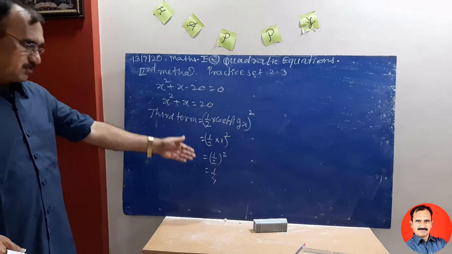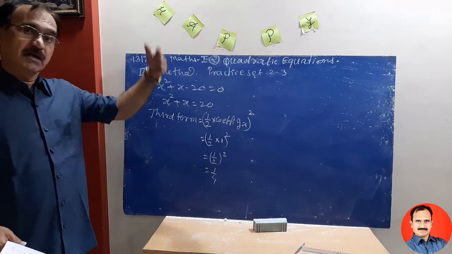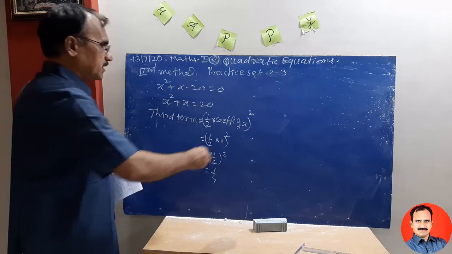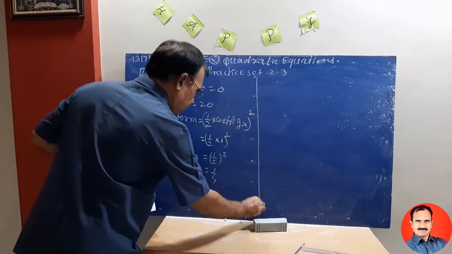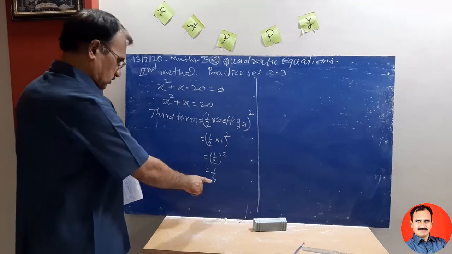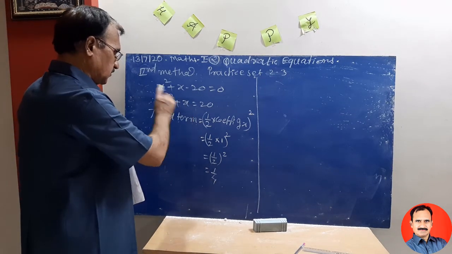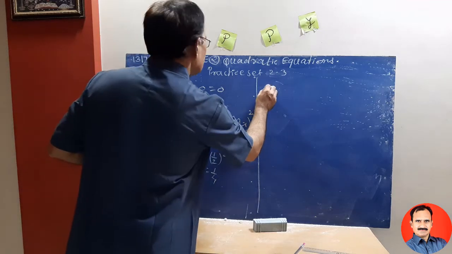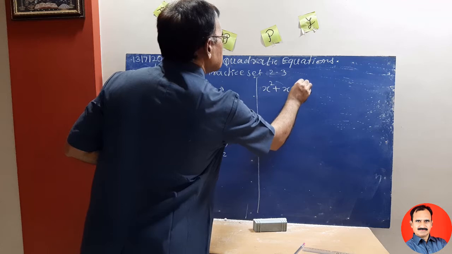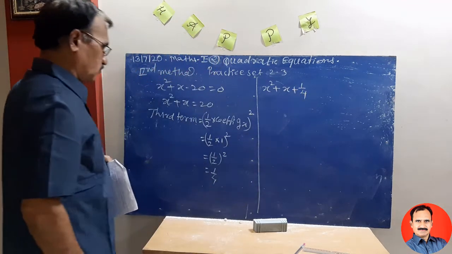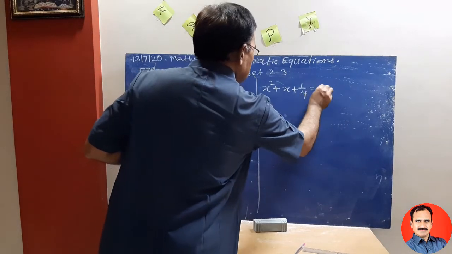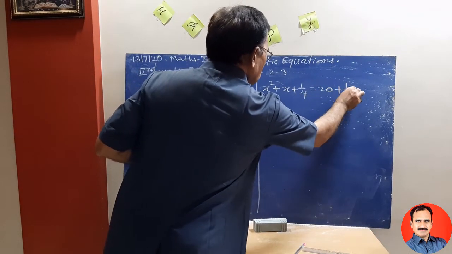So in this method also the third term is 1 by 4, and in that particular method also the third term is 1 by 4. But this is the easy method according to all students, and this method comes from the old syllabus. Now write this third term here: x square plus x plus 1 by 4. This is the third term. Means add on both sides: is equal to 20 plus 1 by 4.